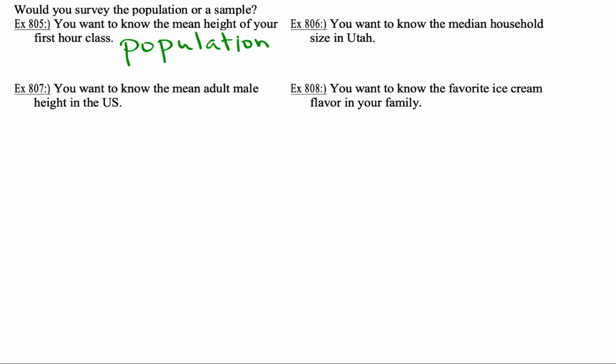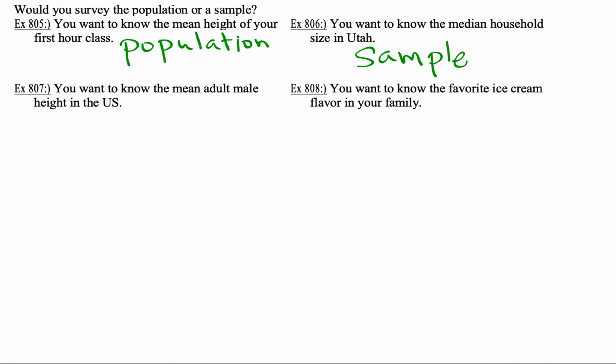Okay, you want to know the median. This is example 806. You want to know the median household size in Utah. Okay, households in Utah. There's probably 300,000 to 500,000 households in Utah. Are you going to be able to gather data from all of Utah? Well, I don't think so. This one you would want to use a sample to gather your data and use that to make inferences about the population.